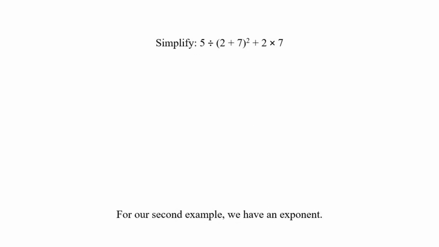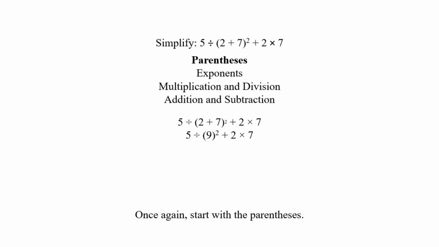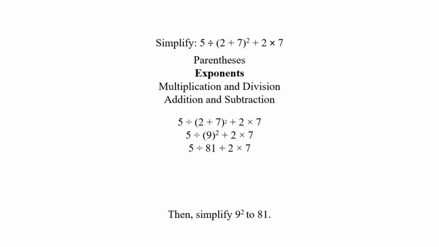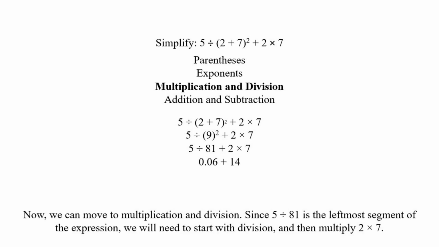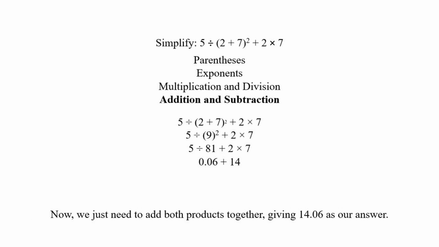For our second example, we have an exponent. Once again, start with the parentheses. Then, simplify 9 squared to 81. Now, we can move to multiplication and division. Since 5 divided by 81 is the leftmost segment of the expression, we will need to start with division, and then multiply 2 times 7. Now, we just need to add both products together, giving 14.06 as our answer.